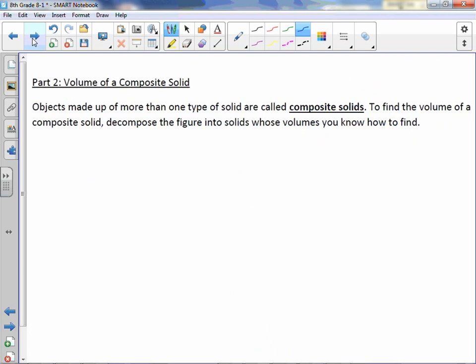Volume of a composite solid. Objects made up of more than one type of solid are called composite solids. To find the volume of a composite solid, decompose the figure into solids whose volumes you know how to find.